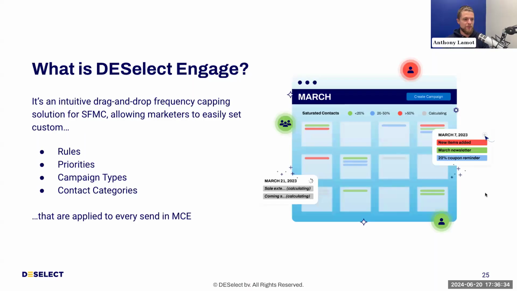All right. Well, let's jump into what is DESelect Engage. DESelect Engage is one of our other core modules of our platform, and it's an intuitive drag and drop frequency capping solution for Marketing Cloud, allowing marketers to easily set custom rules, priorities, campaign types, and contact categories. And these can be applied to every single send in Marketing Cloud Engagement.